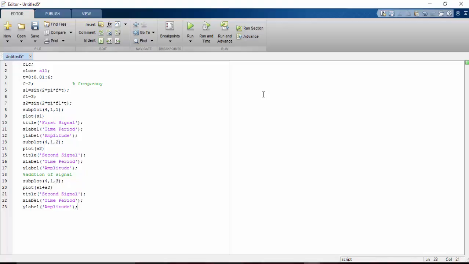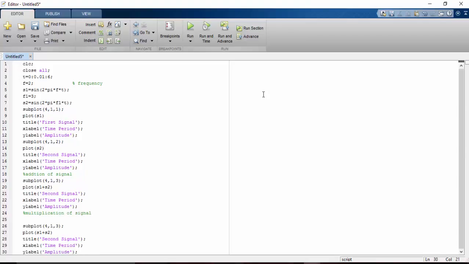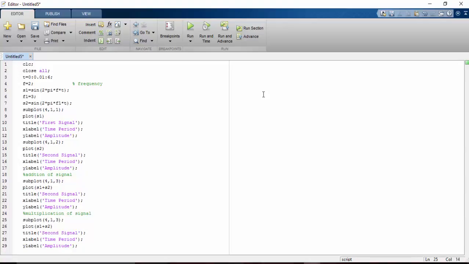Okay, so in that first one I require it. So 4 1 1 I have taken. Next I have taken 4 1 2, and next I have taken 4 1 3, where I have plotted the addition of two signals. Simply I have written S1 plus S2 as you can see there. And for multiplying, I have just kept a multiplication symbol there, and then I have plotted it. That's it, what I have done. I have taken two signals, I have plotted those two signals, then I have plotted this added signal, then I have just taken this multiplication.